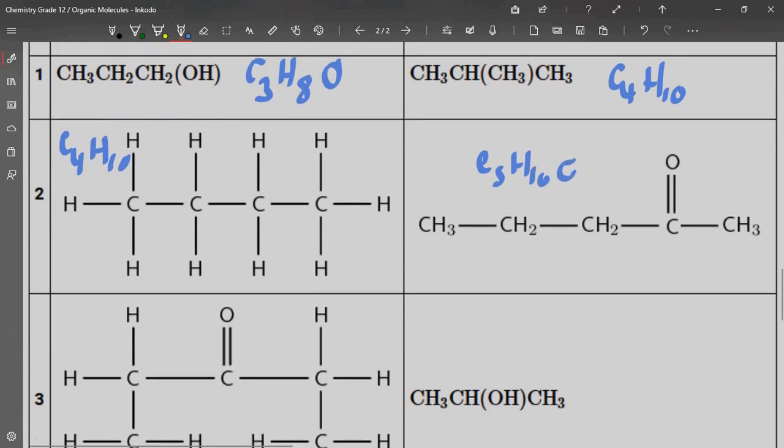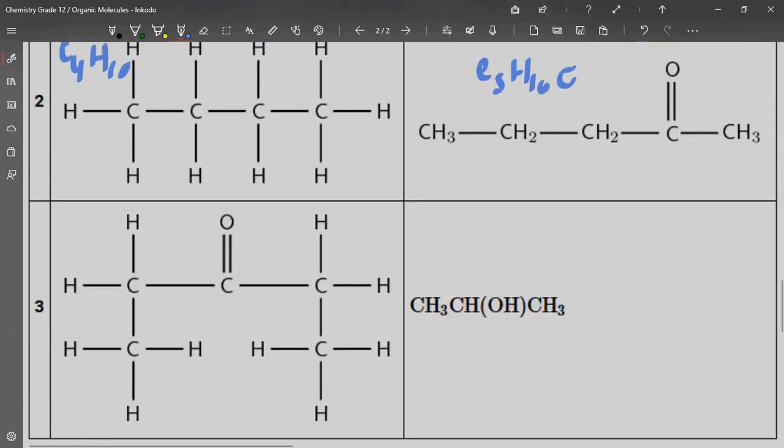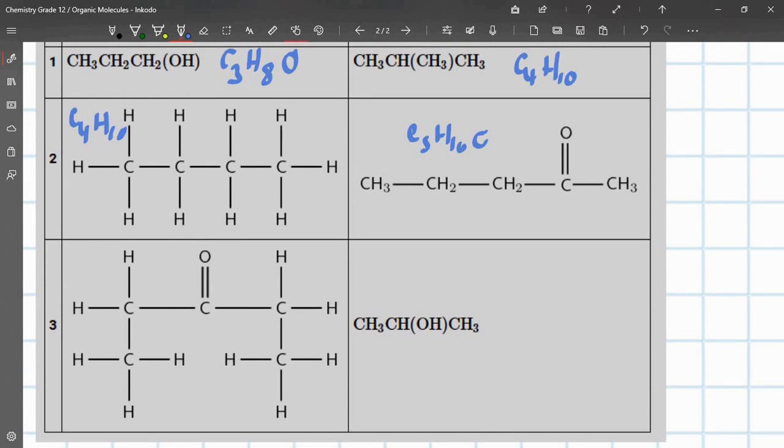Again, let's write down here. How many carbons do we have? We have a total carbon number of, in this case, 5 carbons. How many hydrogens do we have? We have 10 hydrogens. And how many oxygens? We have 1 oxygen. And again, the last one, how many carbons? You have 3 carbons. How many hydrogens? You have 8. And then we have 1 oxygen.